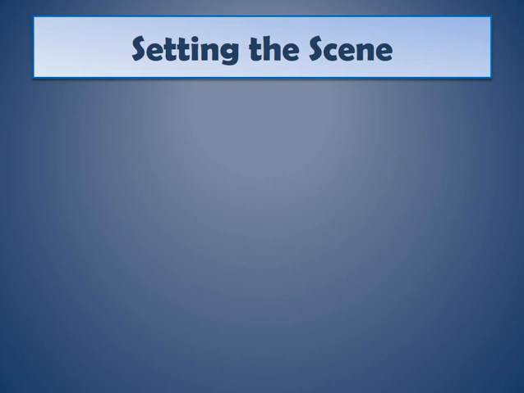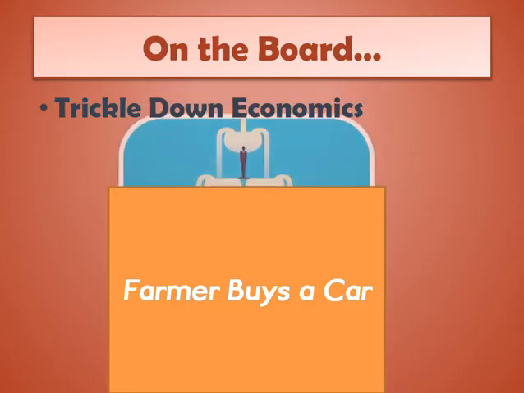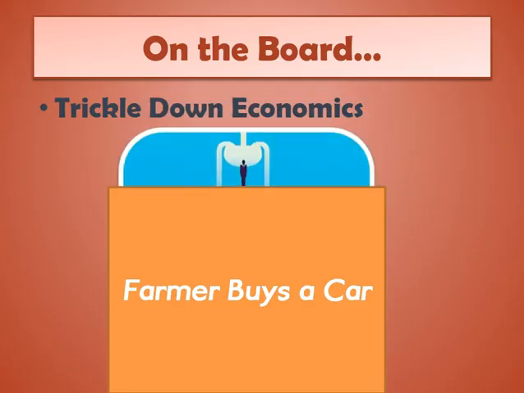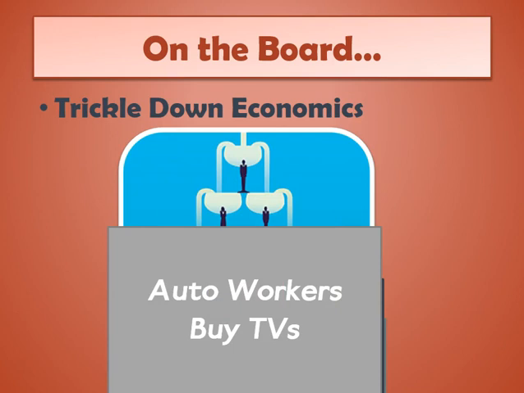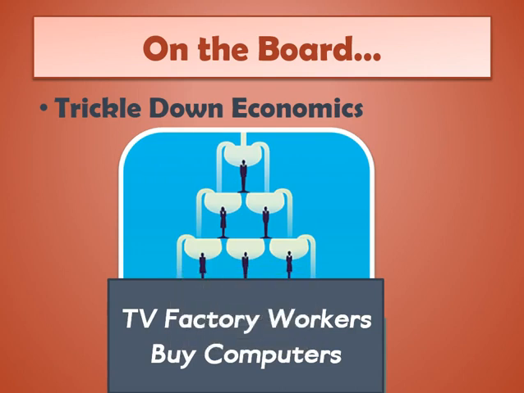First of all, we're in the 1920s, just after World War I had gotten over. Let's say a farmer buys a car. That's good, because that means he is spending money, and if he is spending money, auto workers now have money. If auto workers have money, they can then use that money to buy TVs, or at the time maybe more likely radios, which would create even more jobs.